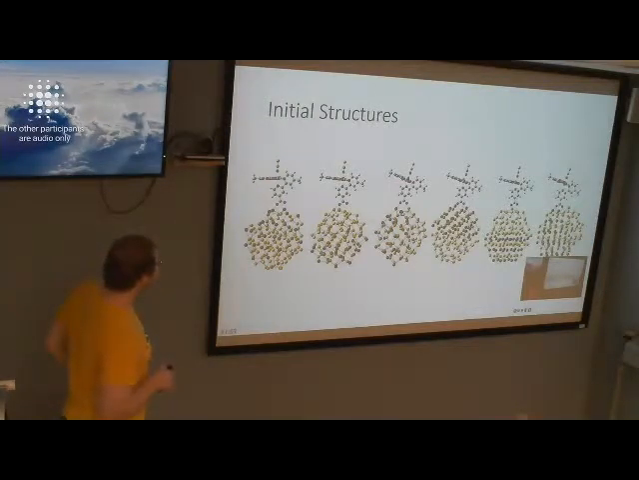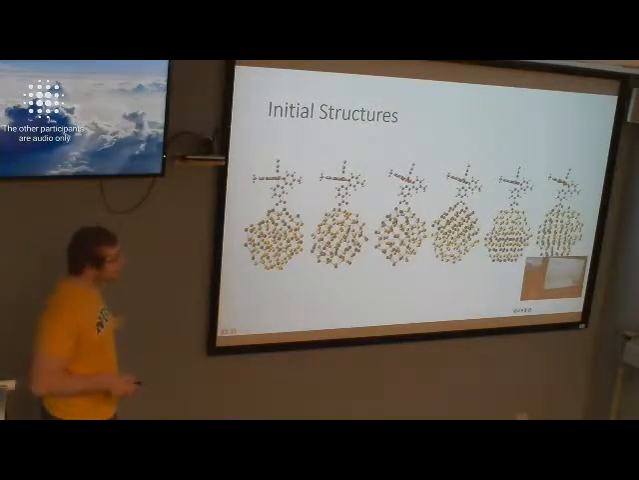So here are the initial structures. I didn't label them, but the first three are the cadmium rich, and the last three are the lead rich. I put the dye on the quantum dot in three different configurations: one on the lead, one on the cadmium, and one on the interface of both.